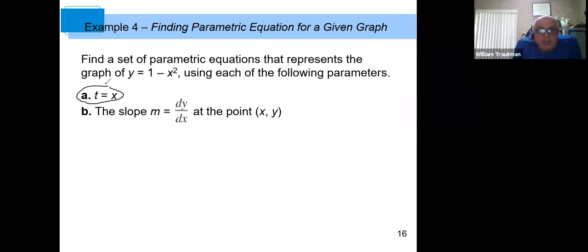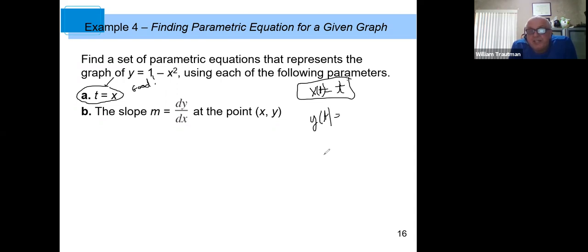This is really interesting. When you see t equals x, this is a good thing, because we already said we needed x with respect to t. Well, x equals t. That's one equation, one of the parametric equations, x with respect to t. Now we have to put y with respect to t. They just write it y equals, and here's our y equals. And we know that t and x equal each other.